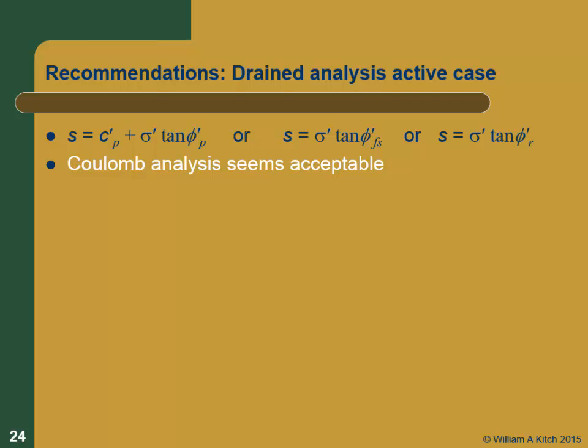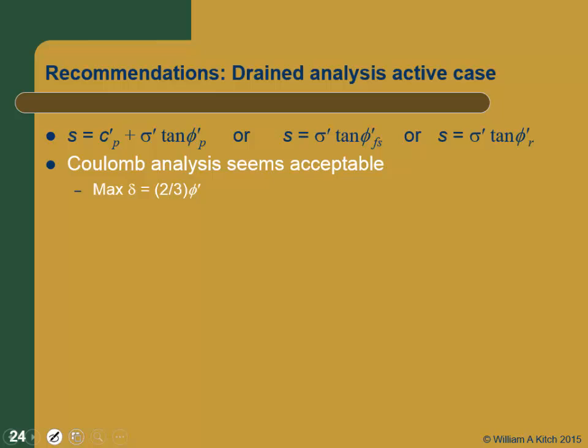So in this case, the Coulomb analysis seems acceptable. In fact, it seems like it's the better one than Rankine. The maximum wall friction angle you should use, it looks like from the analysis, if you look at the data from, for instance, those lab tests, is 2/3 of phi. But again, that's a maximum.